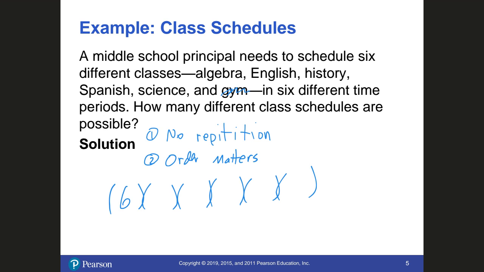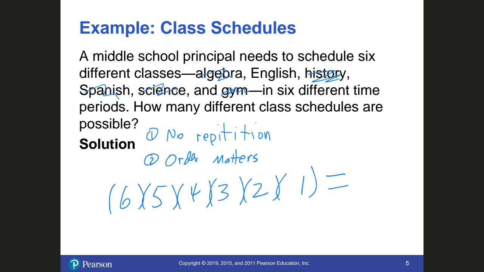But now if one of them's gone, there are only 5 choices next. So maybe he picked history next, and now there are only 4, and then 3, and then 2, and all that's left is to have English last. Save the worst for last.